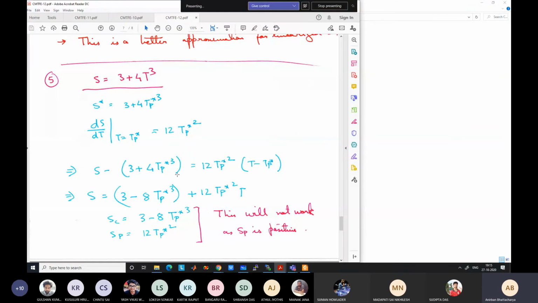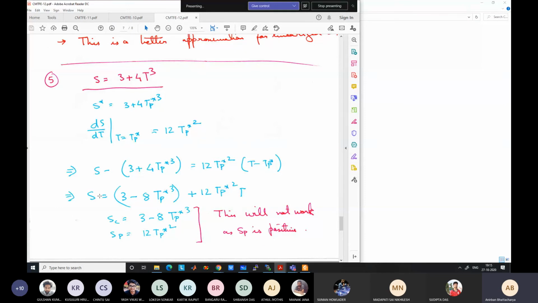So if you put all the values, similar to the previous class, you get S is equal to 3 minus 8 TP star cube plus 12 TP star square t. If I just write SC is equal to this constant term, 3 minus 8 TP star cube, and SP as 12 TP star square, this is not going to work because SP becomes positive. So in this case, our linearization is not working, although it would be mathematically the most accurate linearization.